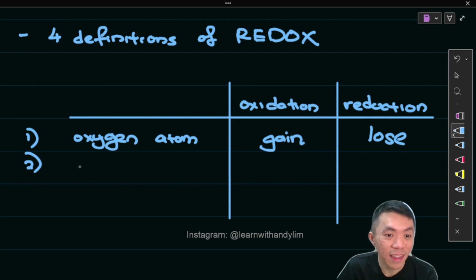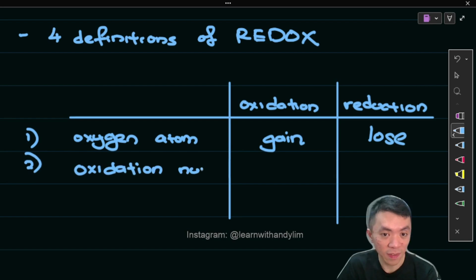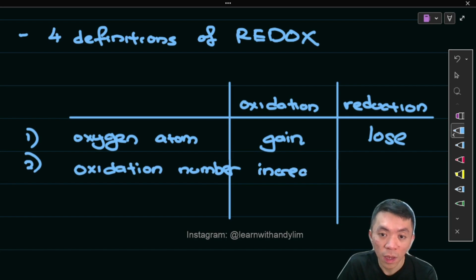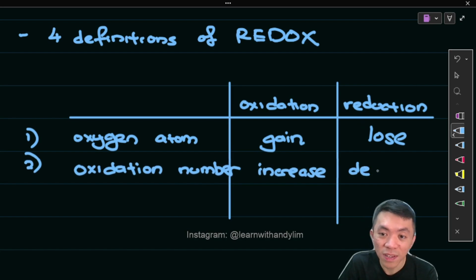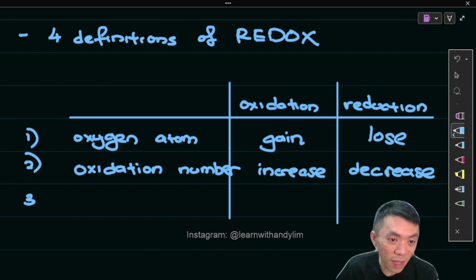All right, it is in terms of oxidation number. We are gonna look at this later on. The oxidation number for oxidation, of course, will increase. Okay, the reverse will decrease. In reduction, the oxidation number will decrease. The third one, this is very important, right? In terms of electron, in terms of transfer of electron.